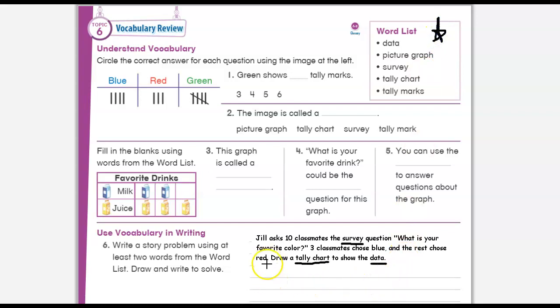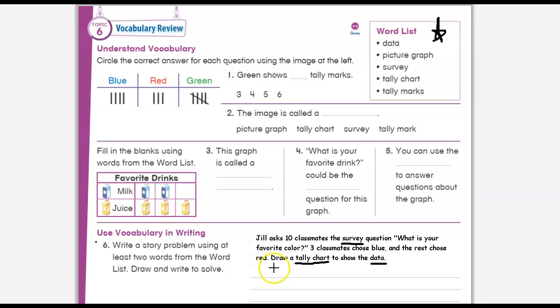If you are using my story problem, then you have to make a tally chart on your paper. For number 6, you do not have to write my question on your paper. You just have to draw the tally chart. If you are making your own story problem, then you will have to write yours.